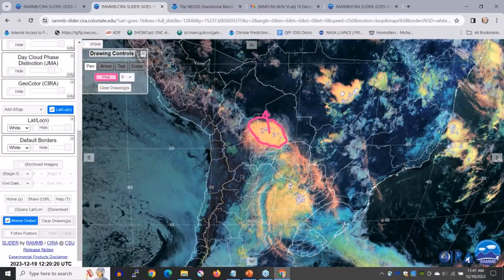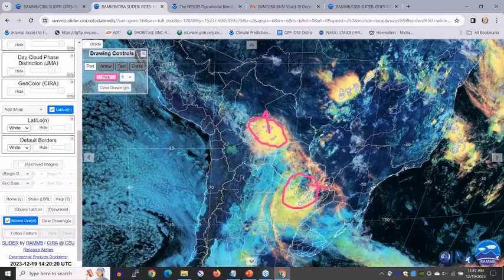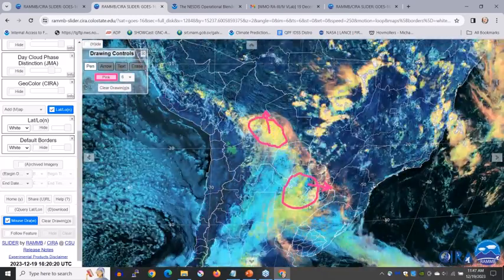Bolivia. And then we have other convective cells that are propagating actually towards the east in south of Paraguay, in Formosa, Argentina, and Chaco in Argentina.